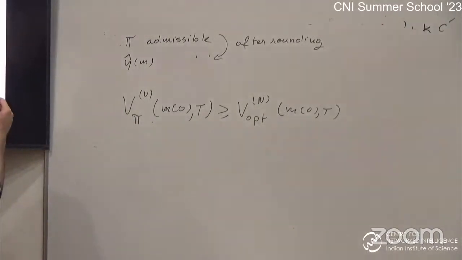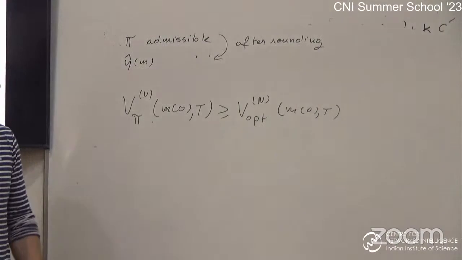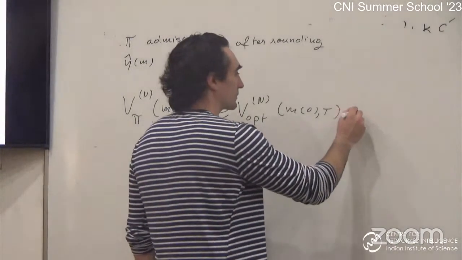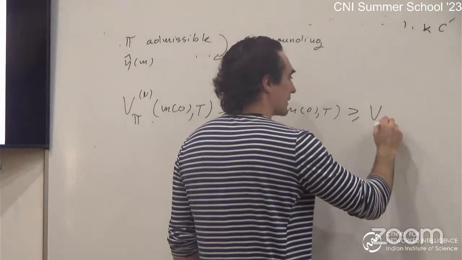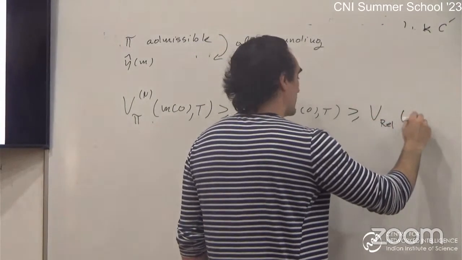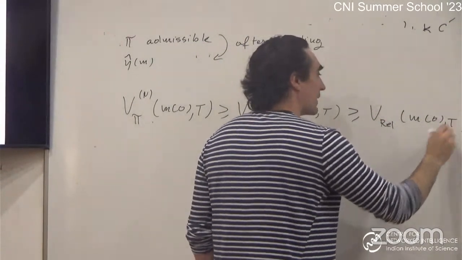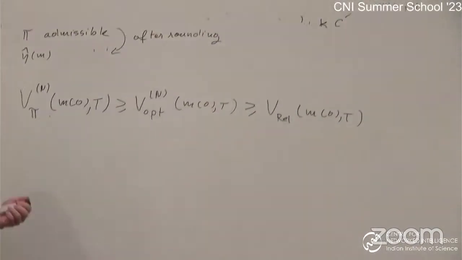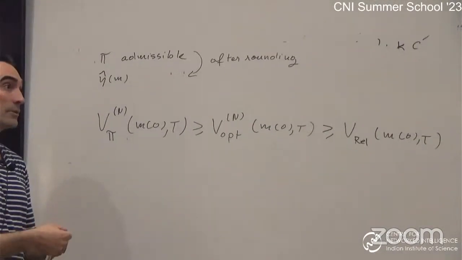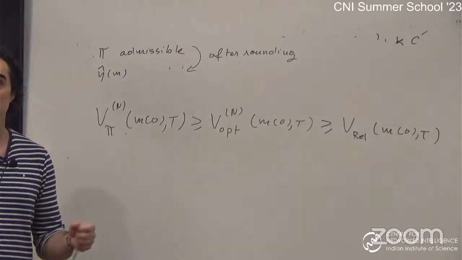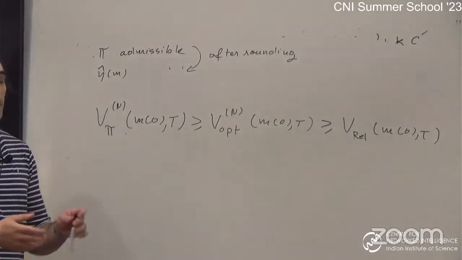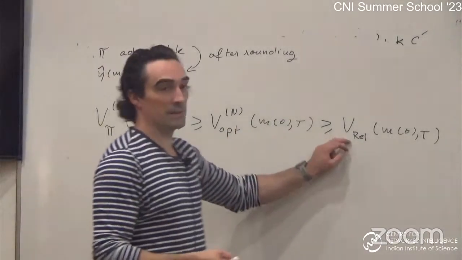What we have also seen is that V_opt is greater than or equal to V_LP, the relaxed problem. What we have seen is if we solve the LP problem and take the constraint in expectation, it means that we're optimizing on a bigger set. And therefore, automatically the minimum is smaller.